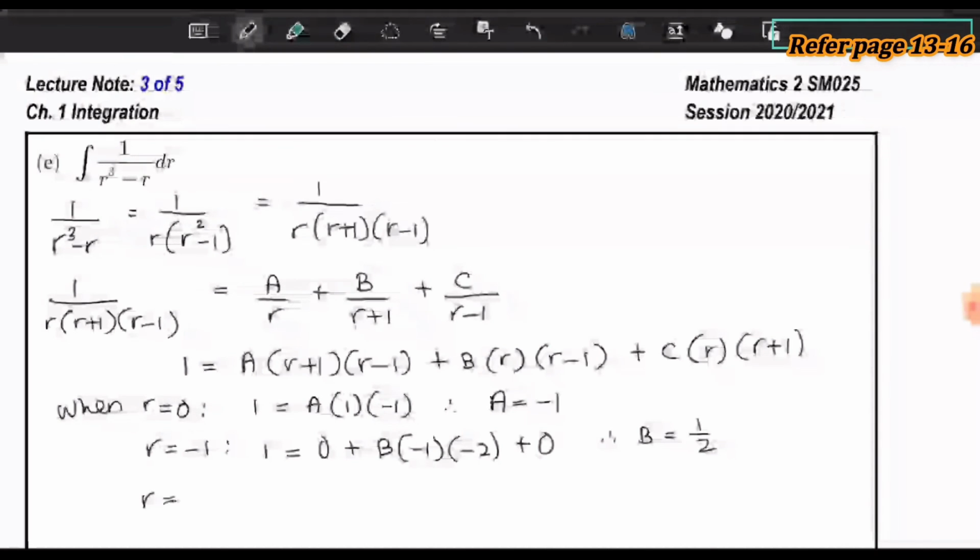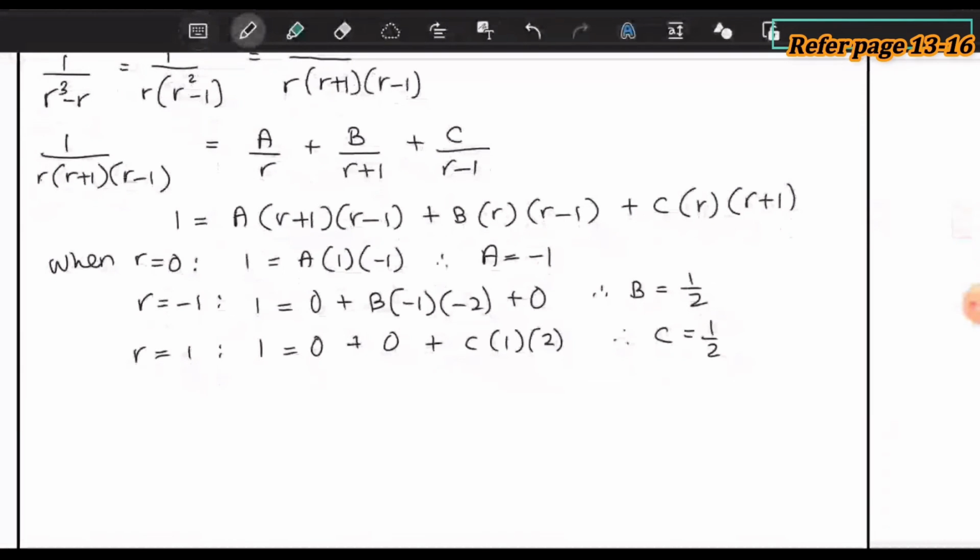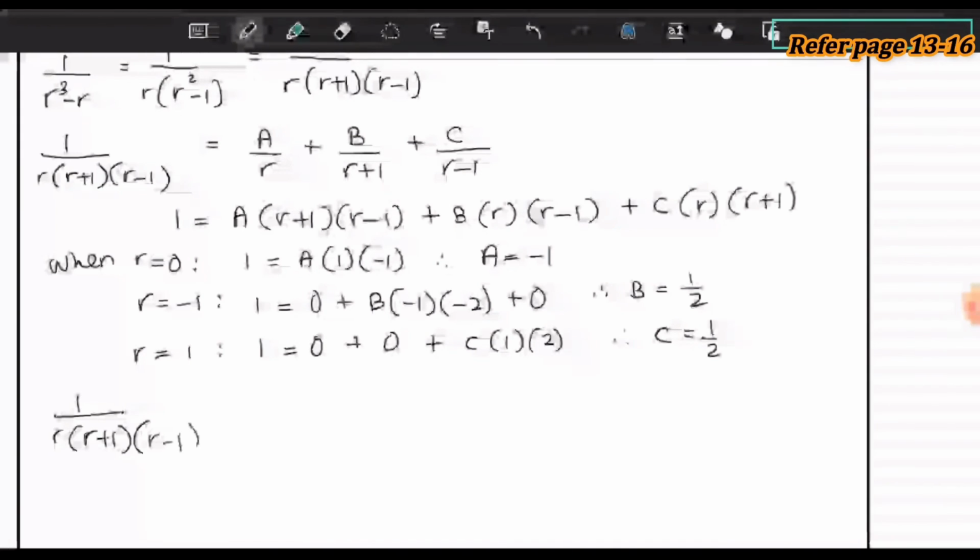And the last one, we substitute r equals 1. We have 1 equal to, the a part becomes 0, the b part is also 0, plus c times 1 times 2. Therefore, c equals half. So 1/(r(r + 1)(r − 1)) equals −1/r + 1/(2(r + 1)) + 1/(2(r − 1)).